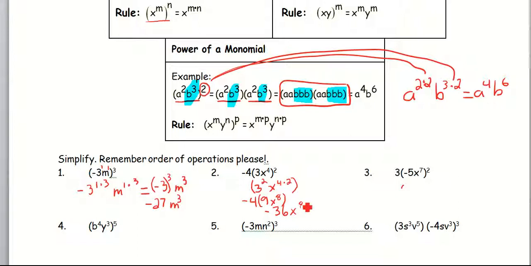Again, we're going to do our parentheses first. So I have negative 5 to the power of 2, x, and it's to the 7th. Remember, we're going to multiply those exponents, and so that would equal, now it's a positive 25, x to the 14th. Now we can multiply that times the 3. So if I do the 3 times the 25, it's 75, x to the 14th.